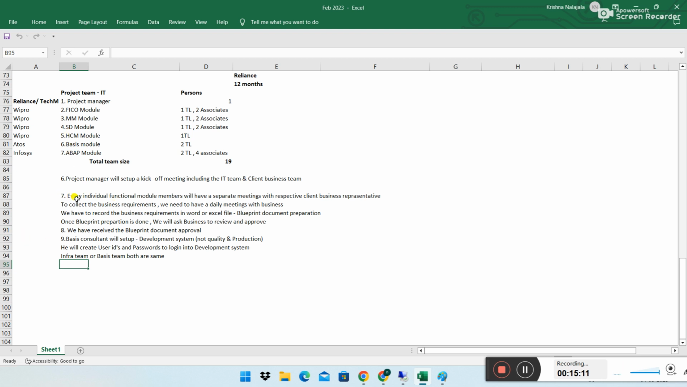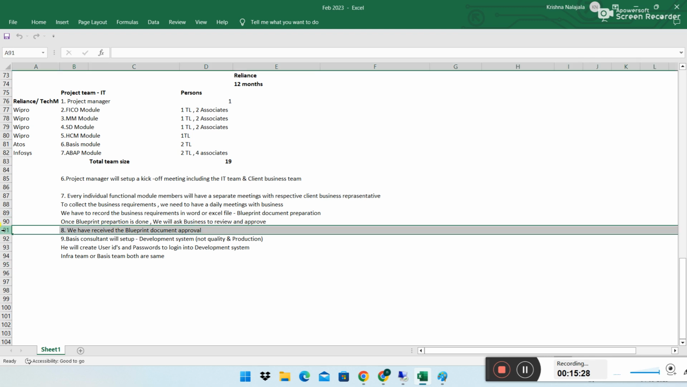Okay, so based on the discussion, we know the business. We had a discussion with the business team and we have captured the requirements. We have sent the requirements for a business review. Business has reviewed the blueprint we have prepared, and we got the approval on the blueprint.